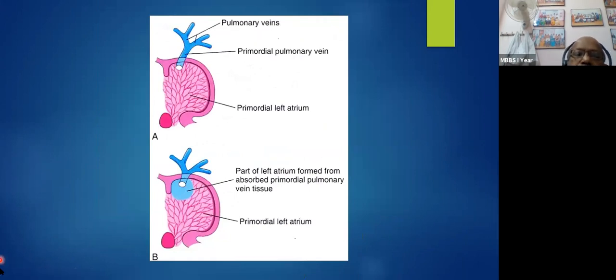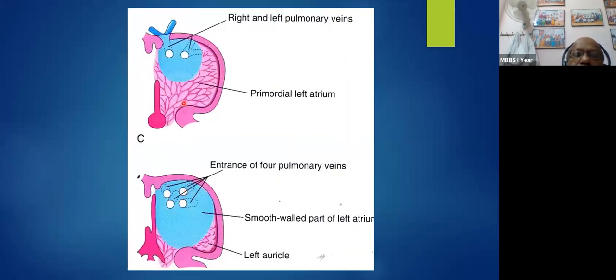See this. This is the left half of the primitive atrial chamber with the muscle fibers. This is one pulmonary vein opening. This part is getting absorbed to form the smooth part of the left atrium. Next two veins are opening, and half of the left atrium is formed. Now another two veins are opening, so the entire left atrium is formed.